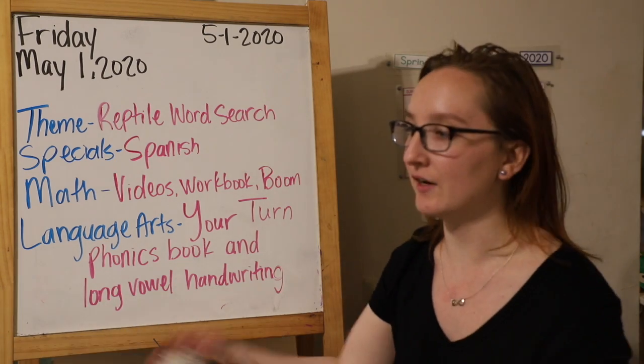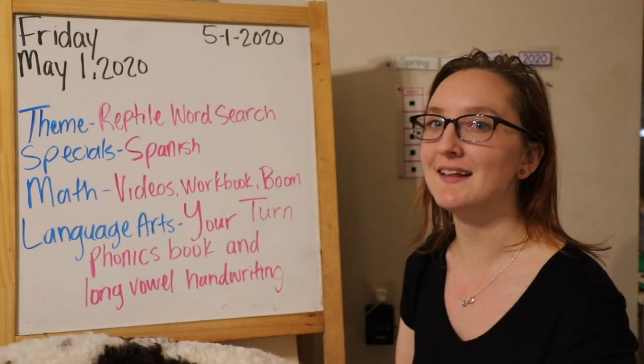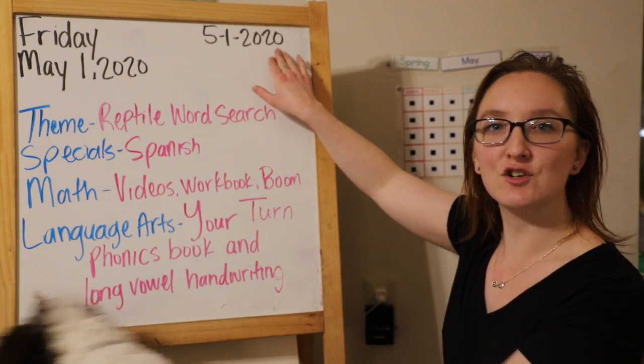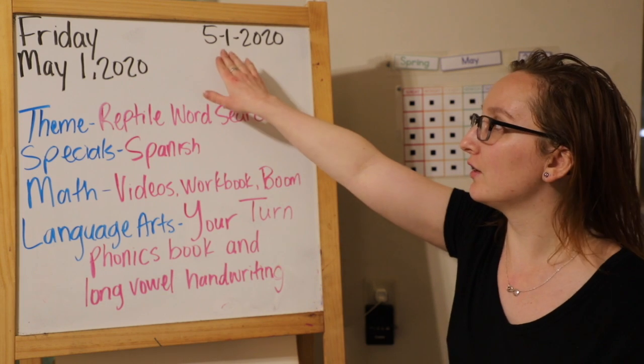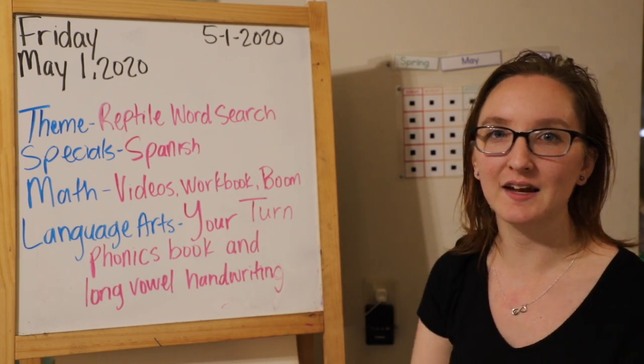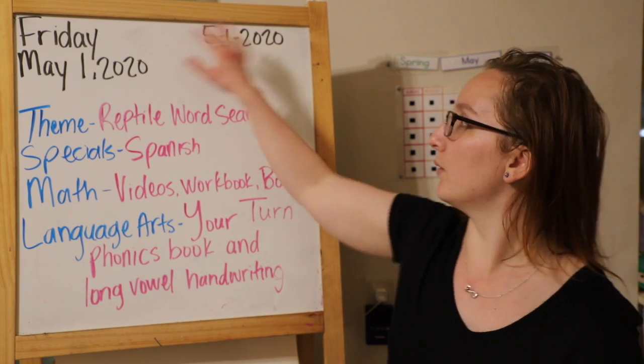If you are writing your date at the top of your worksheets, you can start writing it out as 5-1-2020. We're using the 5 now because May is the 5th month of the year. So that is how we'll write that out.